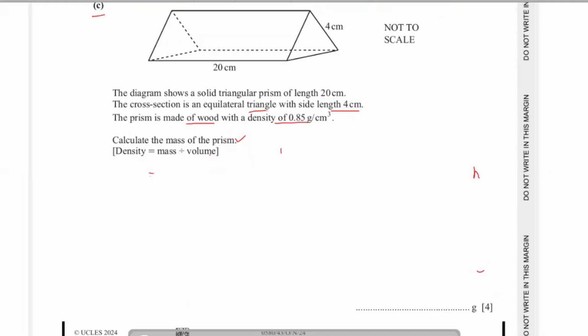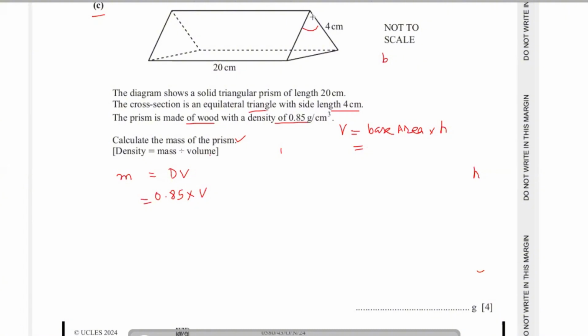The mass of the prism will be equal to density multiplied by volume. And here the density given here is 0.85, but the volume is not given here. Therefore, firstly we will calculate the volume of the prism. The volume of the prism equal to base area into height. Base is the cross section of the prism. The cross section of the prism is equilateral triangle. The base area equal to area of the equilateral triangle.